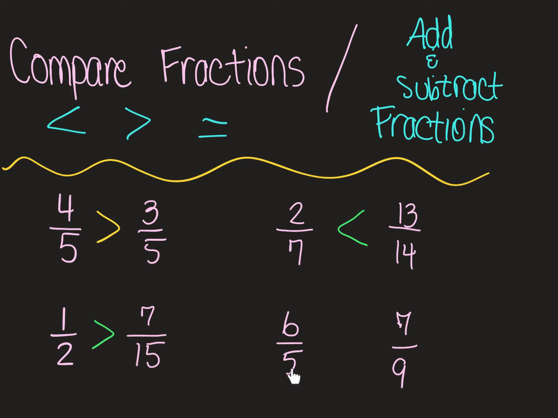Okay, let's look at this. Denominators are different. But look, 6/5 is improper. 7/9 is a normal fraction. This would be 1 1/5. So anything improper is going to be larger than anything just a normal fraction.